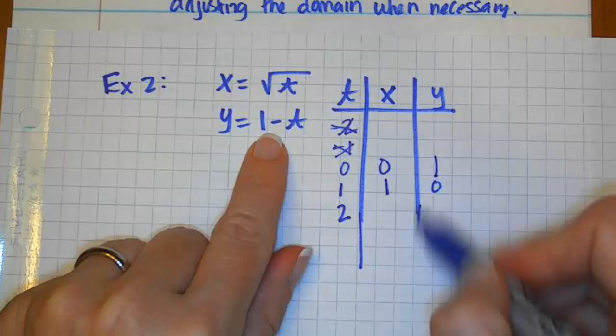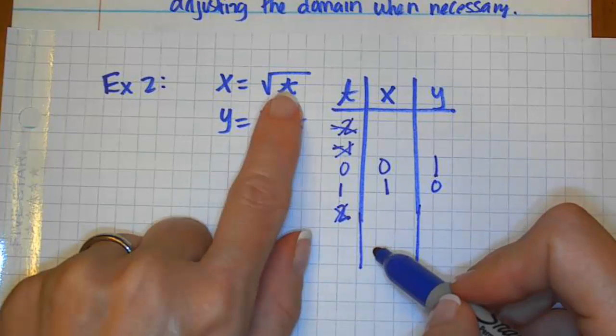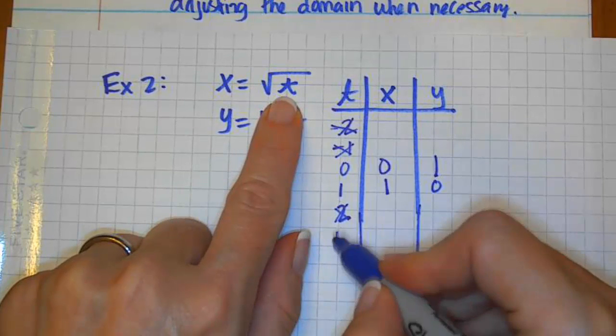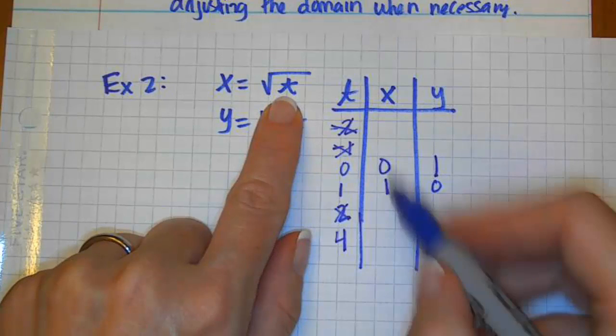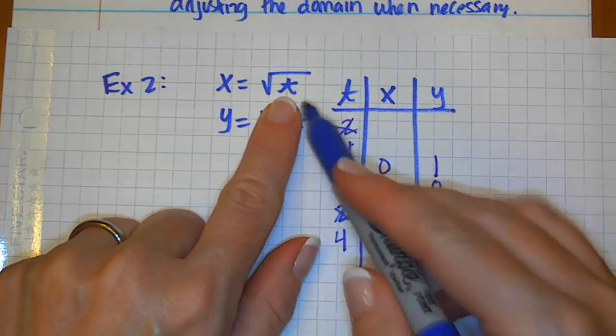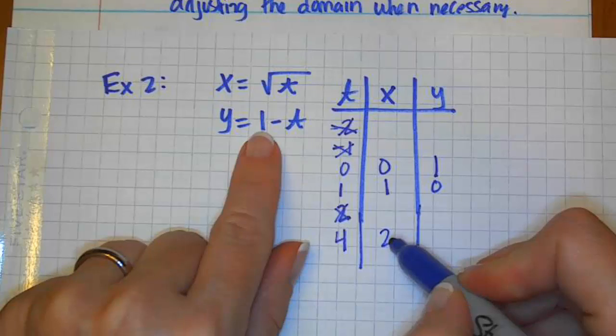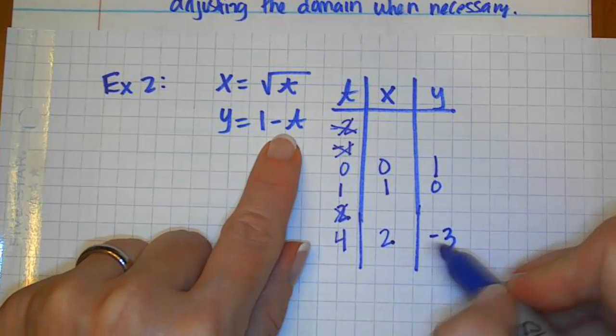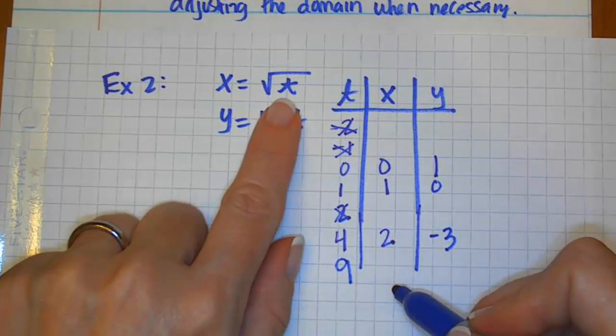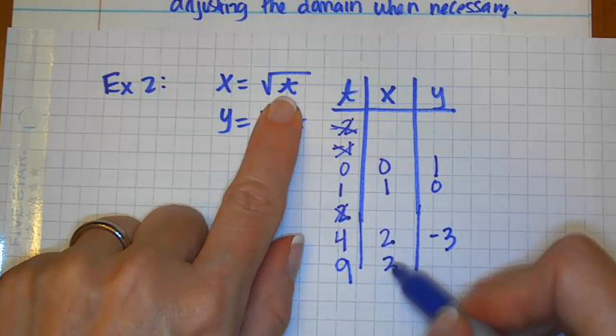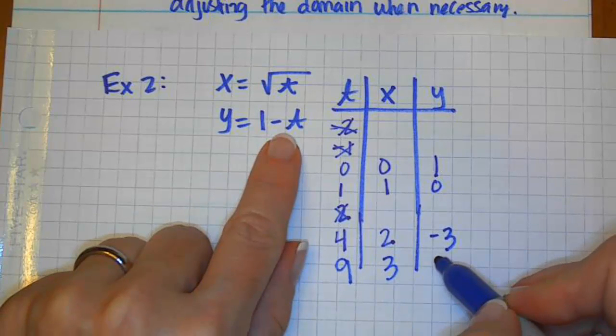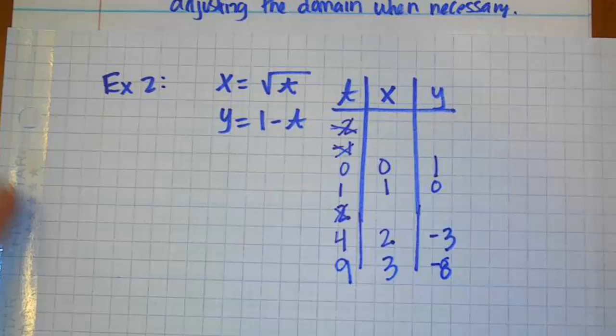Now, it's not wrong to put in 2, but let's put in some nice numbers to take the square root of. So I'm going to put 4 in for t. I'm going to be strategic about the numbers I put in. The square root of 4 is 2. 1 minus 4 is -3. And then the last number I'm going to put in is 9 because the square root of 9 is 3, and then 1 minus 9 is -8. So let's go graphing.